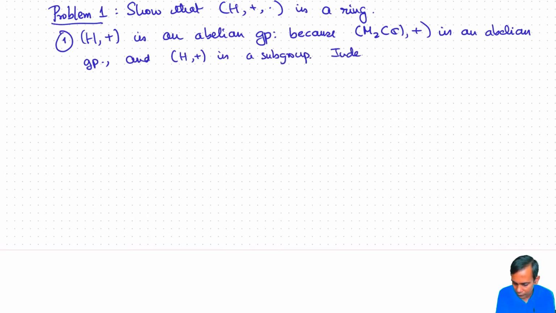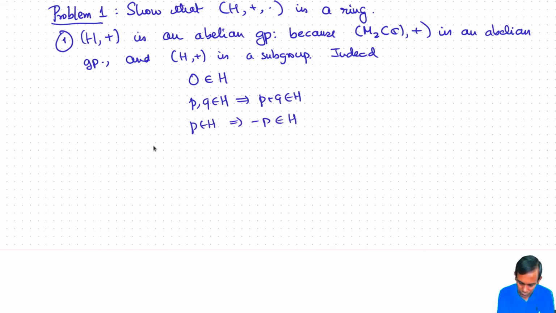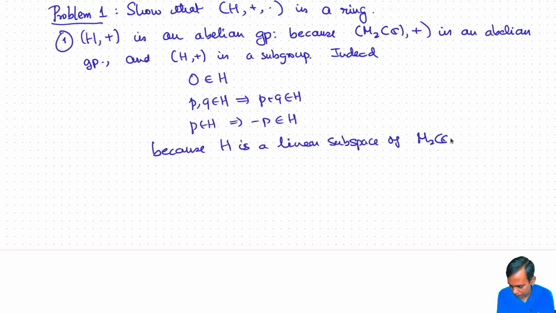Indeed, 0 belongs to H. If P and Q are in H, then P plus Q is in H, and if P is in H, then minus P belongs to H, all because H is a linear subspace of M2C, the vector space M2C. So any subspace of a vector space is an abelian group under addition.